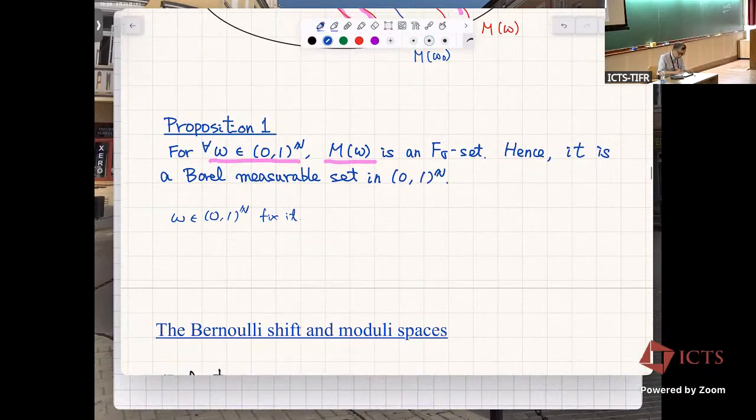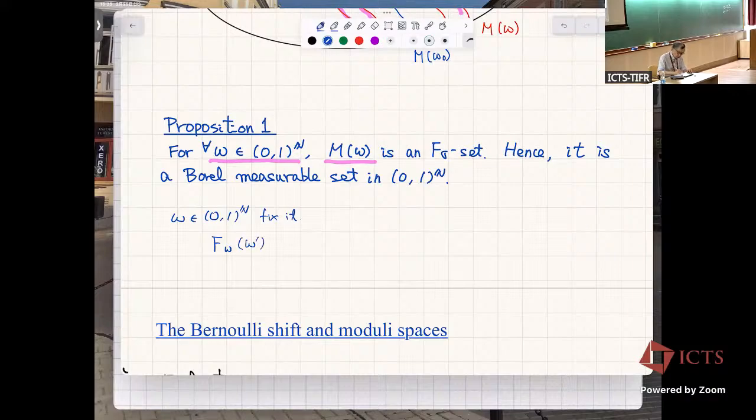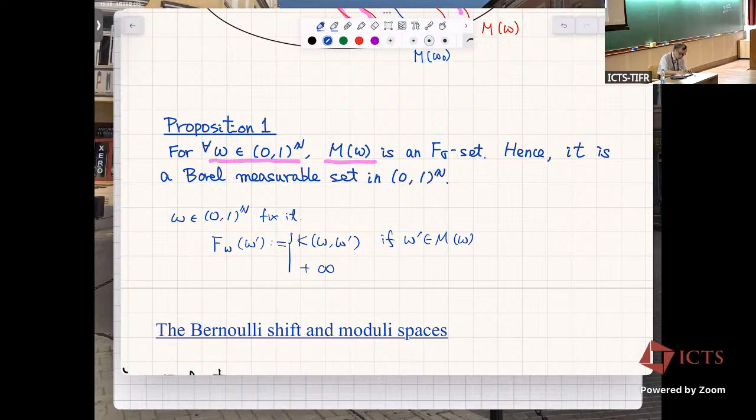And we consider the function f omega, which is defined by capital K omega prime if omega prime is in the moduli space, otherwise plus infinity. What is this quantity? It is the maximal dilatation of the extremal quasiconformal mapping from E omega to E omega prime.